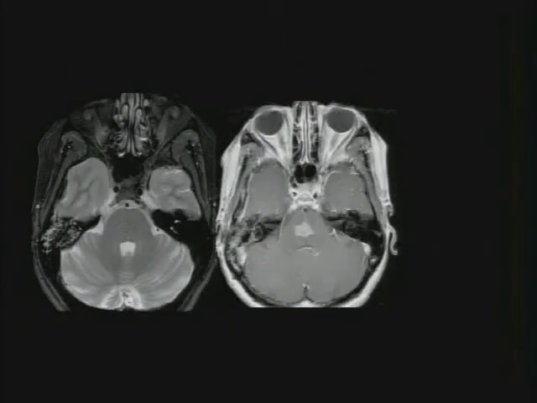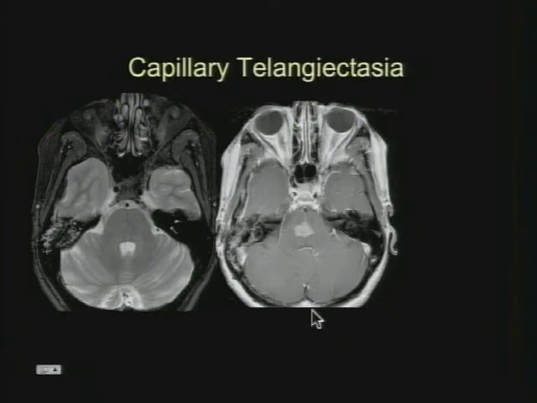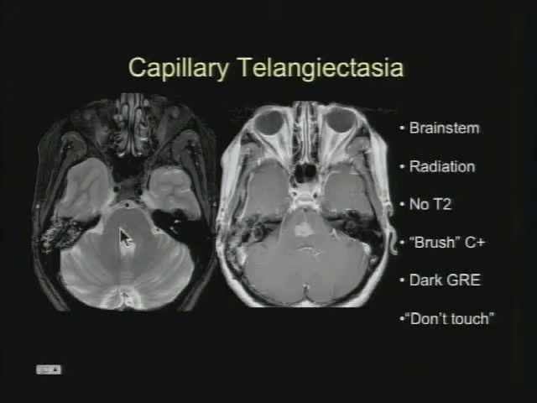So what about this case? So here's an axial T2 and an axial post-contrast. No T2 abnormality, but on the post-contrast, you see this faint brush-like enhancement in the pons. And this is classic for a capillary telangiectasia. These are commonly in the brainstem and associated with radiation. Usually you don't have T2, but in larger lesions you can have T2 abnormality. When you do a gradient sequence, you're going to see susceptibility in the brainstem. These are don't touch lesions.